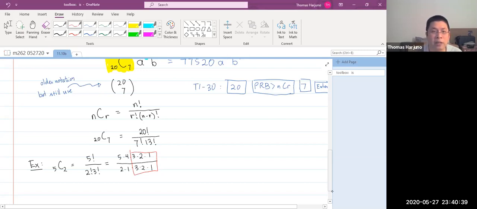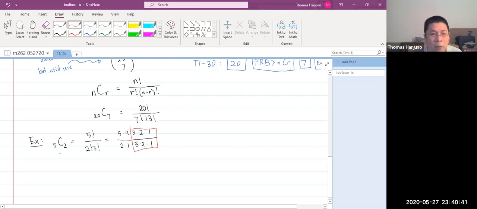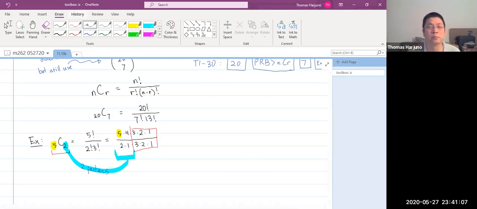So we can say the following. If I have 5 combination 2, what it means is I start from 5, and the 2 here represents 2 factors on the top and at the bottom.